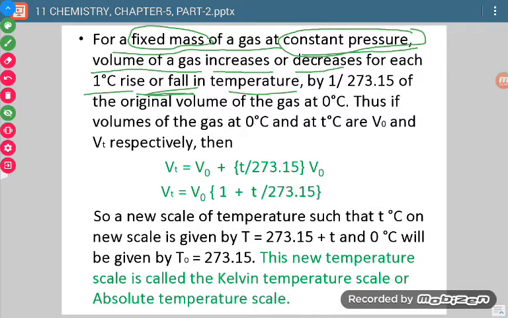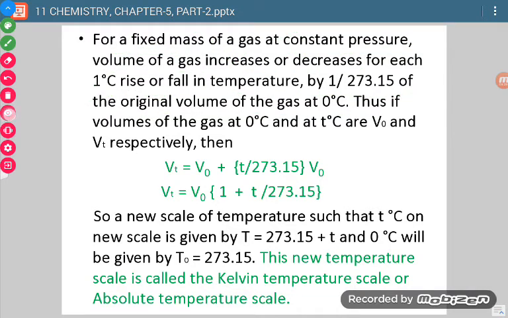Then if we increase the temperature, what change will be there in volume? Volume will increase by 1 by 273.15 times the original volume at 0 degree Celsius if we increase the temperature by 1 degree, and the same volume of gas will decrease by 1 by 273.15 times the original volume if we decrease the temperature by 1 degree Celsius.